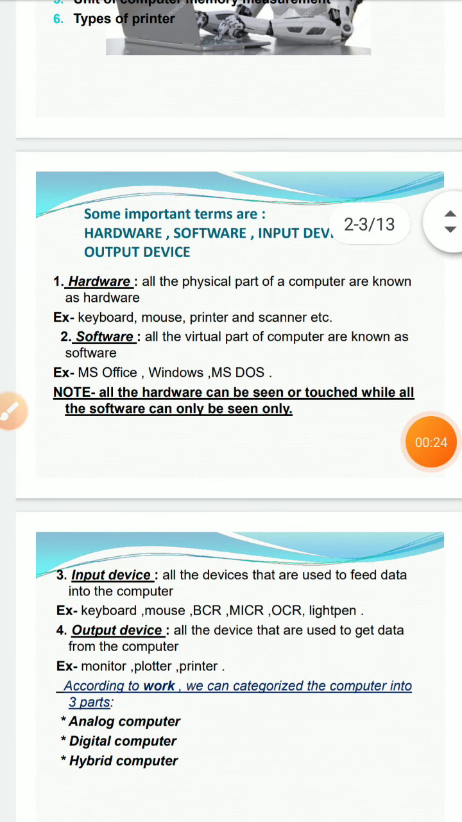First, what is hardware? All the physical parts of a computer are known as hardware. Examples: keyboard, mouse, printer and scanner. Second, software. All the virtual parts of a computer are known as software. Example: MS Office, Windows, DOS. Important note: all the hardware can be seen or touched, while all the software can be seen only.